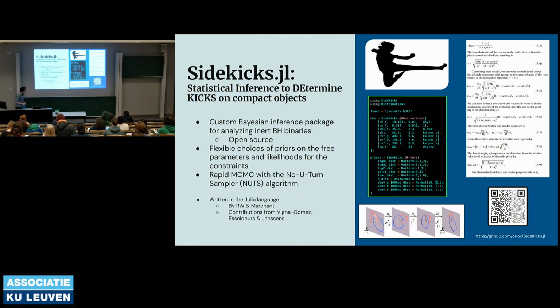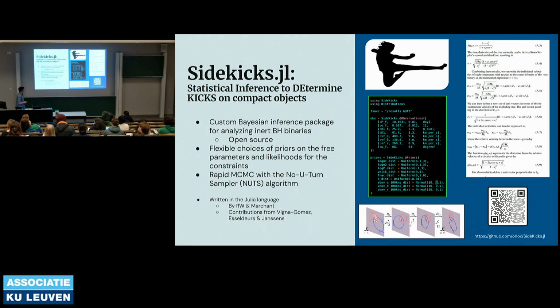To do this inference, Pablo and I and a few others have developed this code, sidekicks.jl. Sidekick stands for Statistical Inference to Determine Kicks on Compact Objects, and the .jl is because it's a Julia language code. So it's written in the Julia language. We have contributions from Alejandro Vina-Gomez, as well as Mats and Sukin, and a few others. Here's some examples. This is what it looks like to run input into the code. Here's some clips from the paper and some of the rotations that we do in the paper, and you can check it out here. It's open source, publicly available, so we encourage you to download it and try it out.